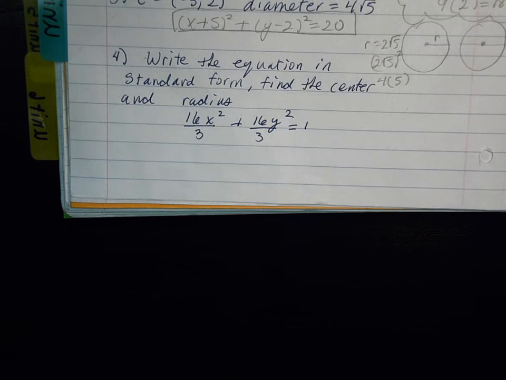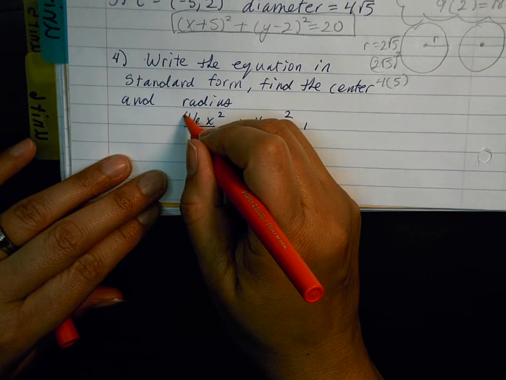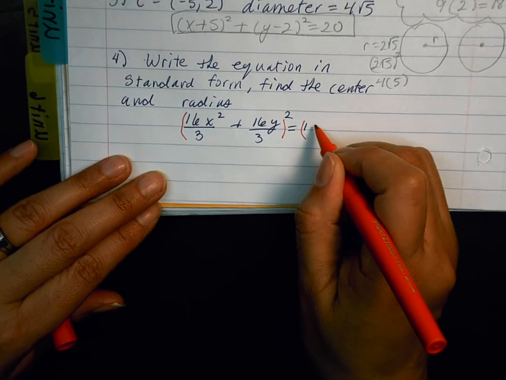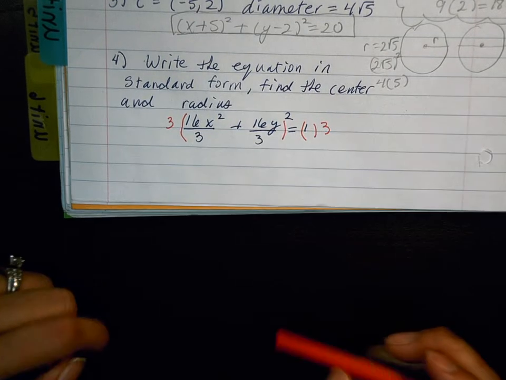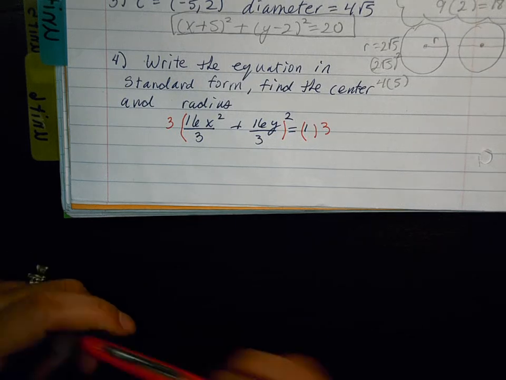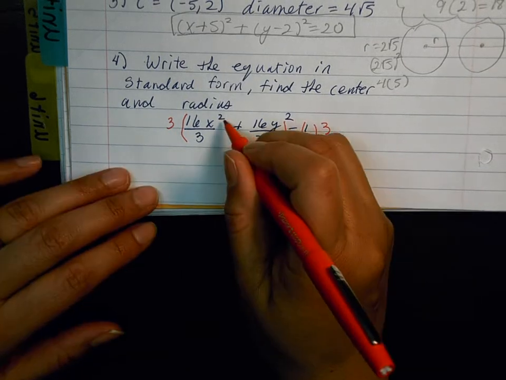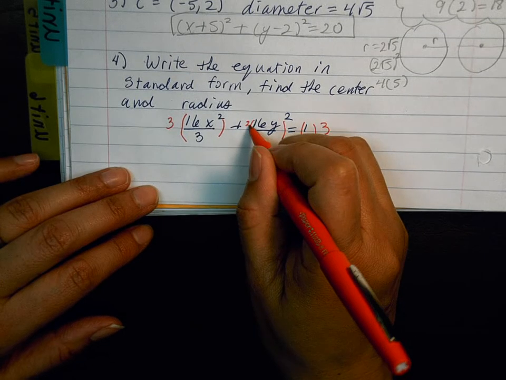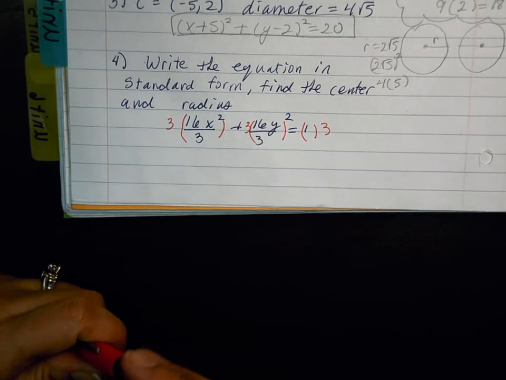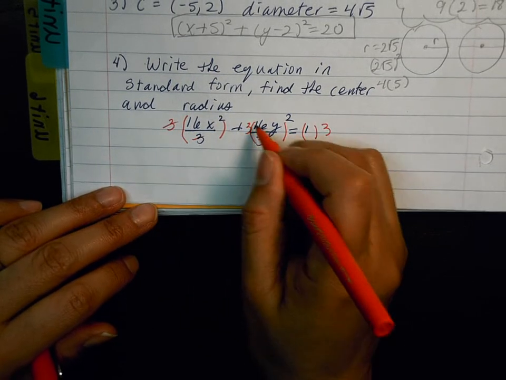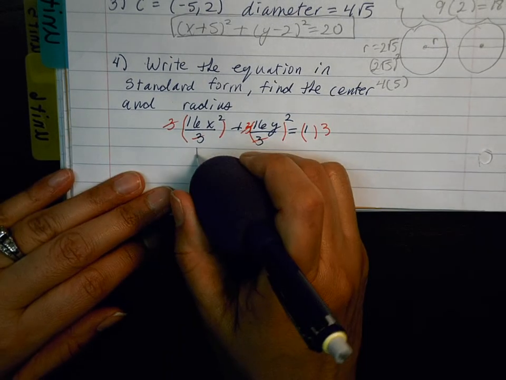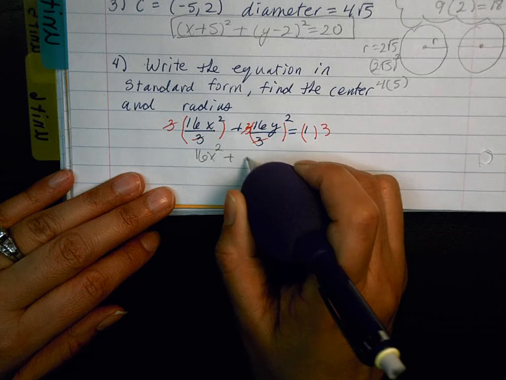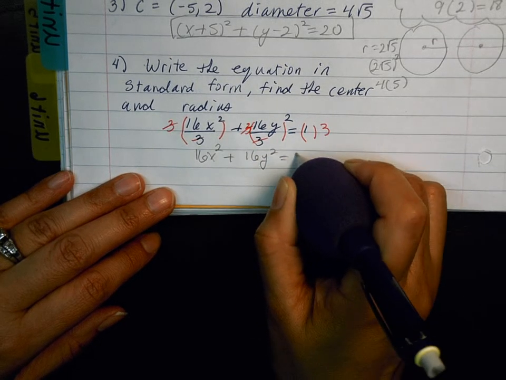I've had kids get confused when I do it that way, so I'm going to get rid of them one step at a time. I'm going to first get rid of the 3's. Would you guys agree? I'm going to get rid of the 3 by multiplying both sides by 3. You can distribute the 3, multiply everything by 3. It reduces here and here, and I'm left with 1 times 3 on the other side. 16x squared plus 16y squared equals 3.